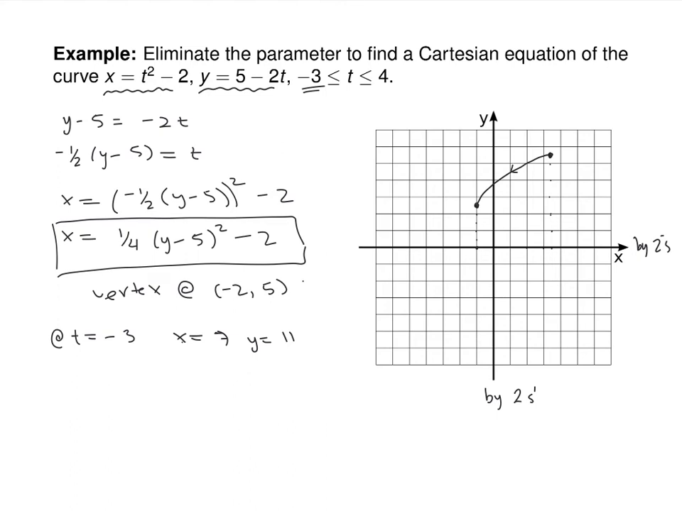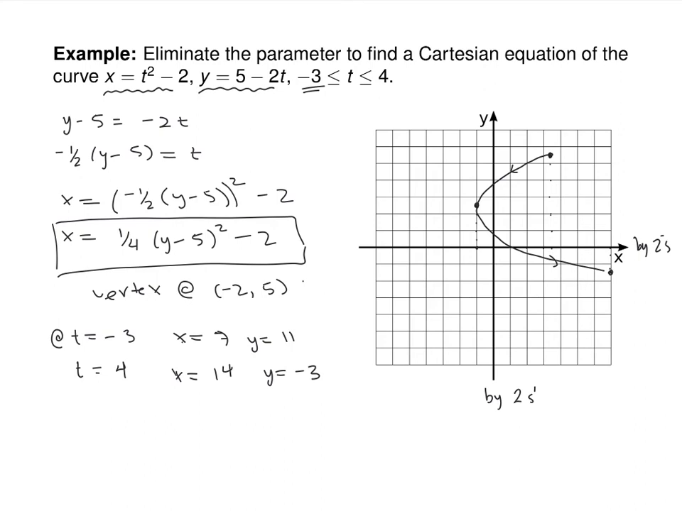One reason you can tell that is that this y has negative slope, so the y's are going to decrease. And at t equals 4, your x-coordinate will be 16 minus 2, or 14. And the y-coordinate will be 5 minus 8, or -3. So there we are. So the curve is traced in that direction.